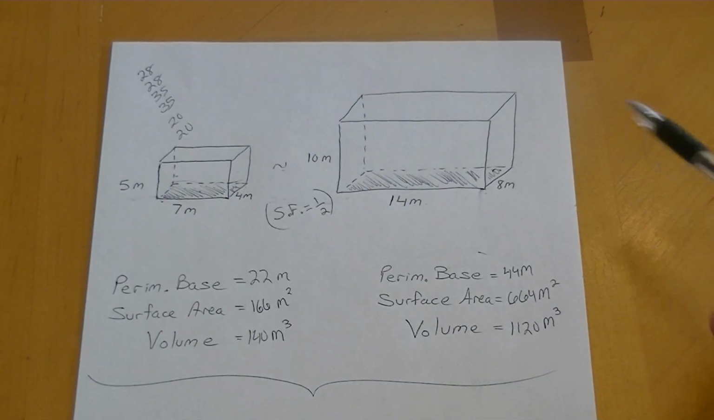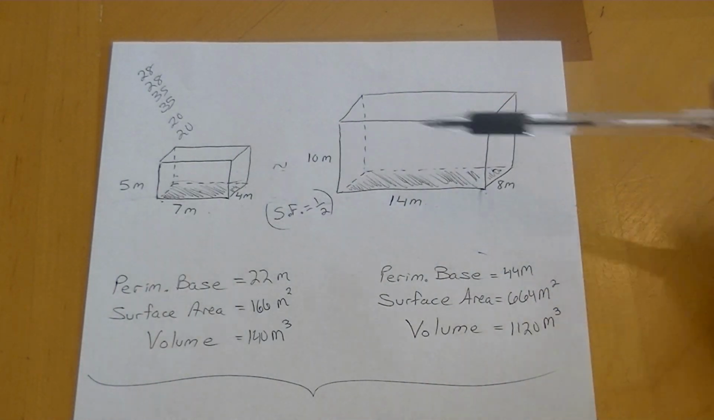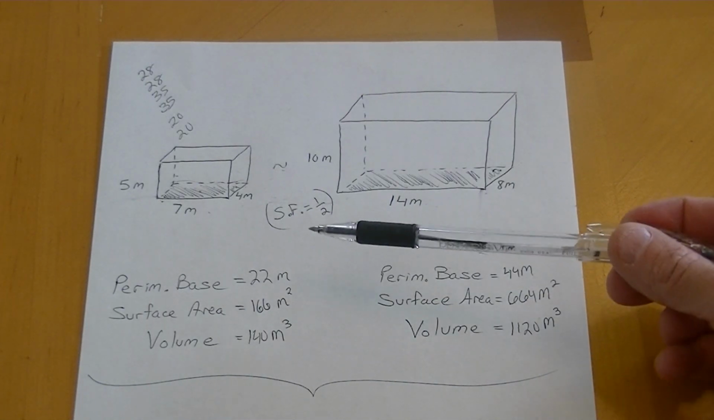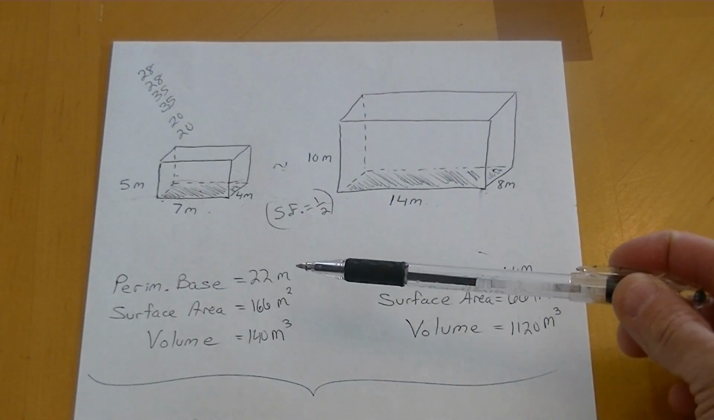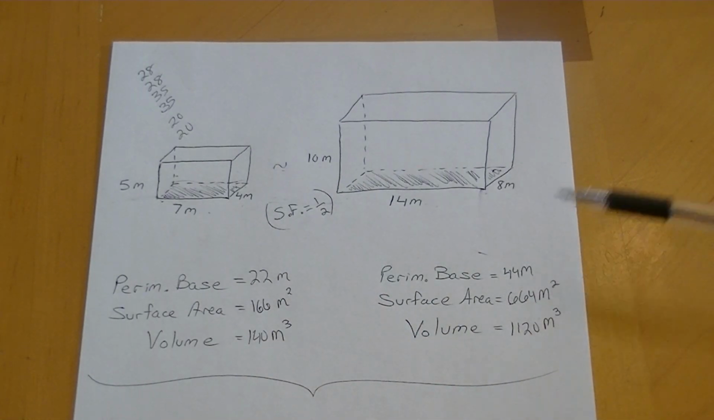Remember, all the one-dimensional lengths doubled. 7 times 2 is 14, 4 times 2 is 8. Is that what happened with these measurements? Well, perimeter is a one-dimensional measurement, and it did double. It was 22, it's now 44.